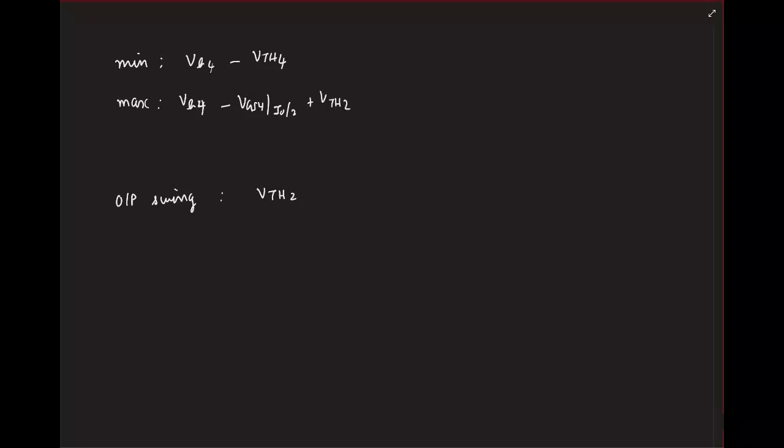VTH2 plus VTH4 minus VGS4 at I naught by 2. That's the difference between the two, right? So if this basically is VTH2 minus... okay, so now you can see this basically is one threshold voltage minus an overdrive voltage.